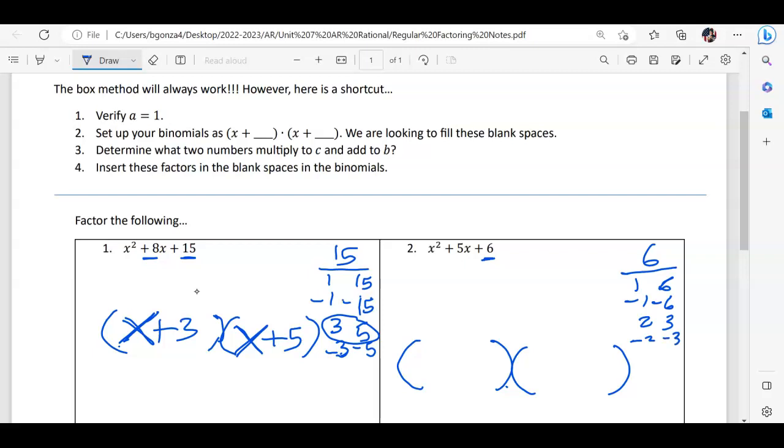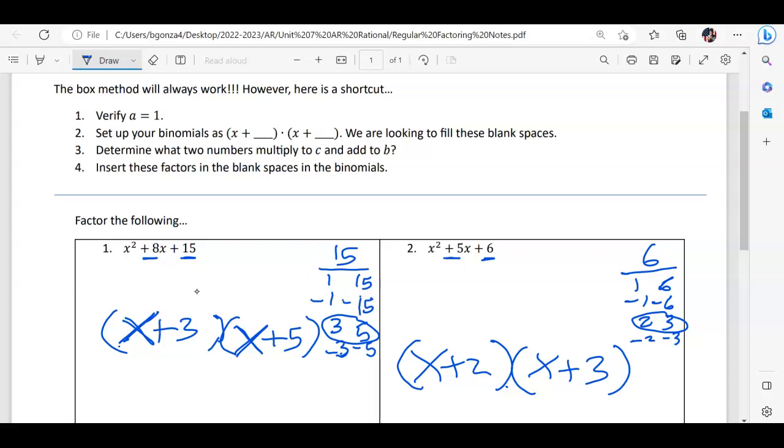And that's it. Which one of those pairs will give you a positive 5 in the middle? 2 and 3, right? So all you got to do is put x plus 2 and x plus 3. It's a little easier, right? Only if a is 1. Okay, please remember, this will not work if a is not 1.